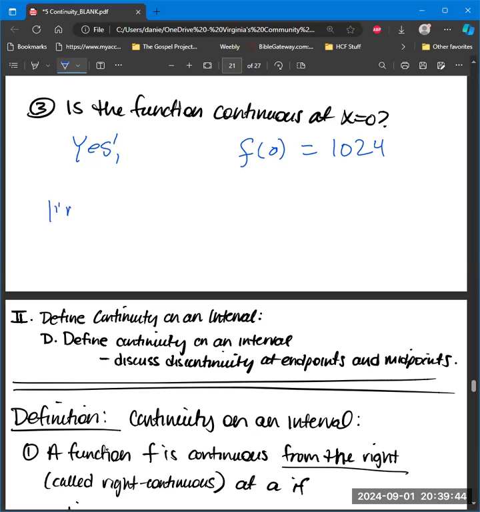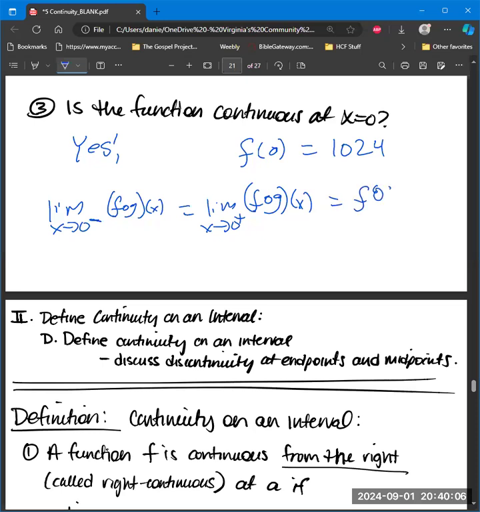And the limit as x approaches 0 from the left of f of g of x is equal to the limit as x approaches 0 from the right of f of g of x, is equal to f of g of 0, which is equal to 1024. There we go.